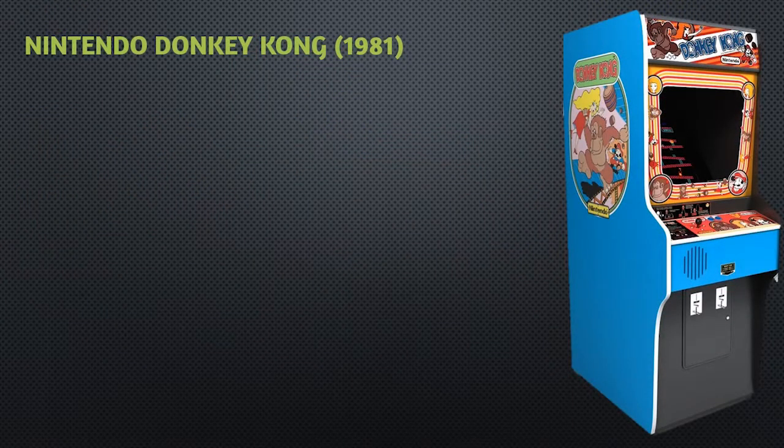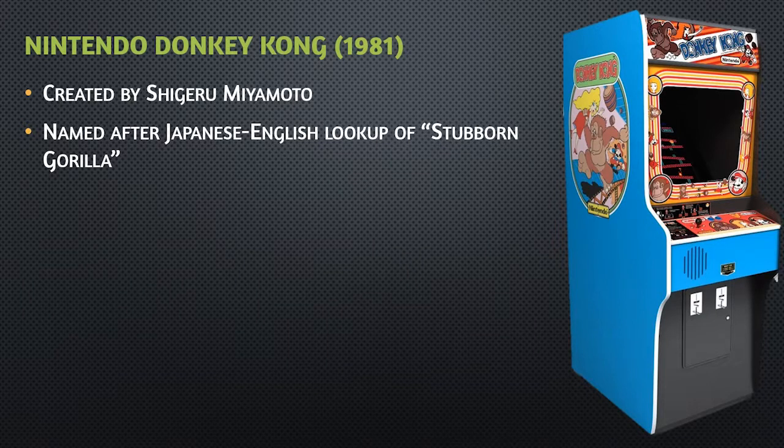Okay, people love Donkey Kong. Created by Shigeru Miyamoto. Okay, he's a famous guy. How did it become Donkey Kong? Because it was named in Japanese, and then he was looking up stubborn gorilla in the Japanese to English dictionary, and stubborn, donkey, and gorilla, Kong, that's how it became Donkey Kong. Okay, that's where that came from. Introduced the character Jumpman. Okay, that was his name. Later renamed to Mario.